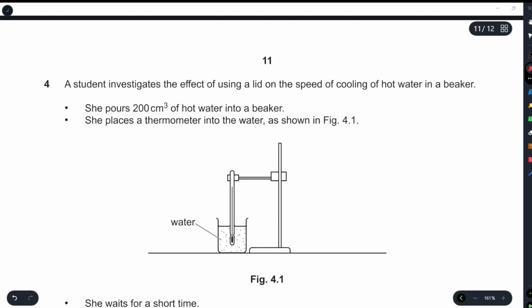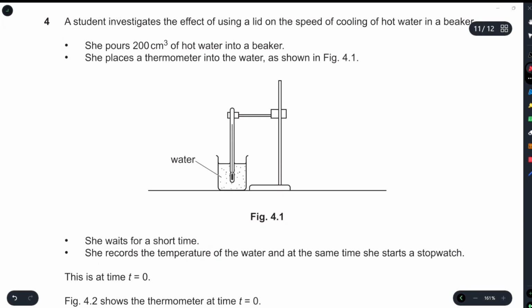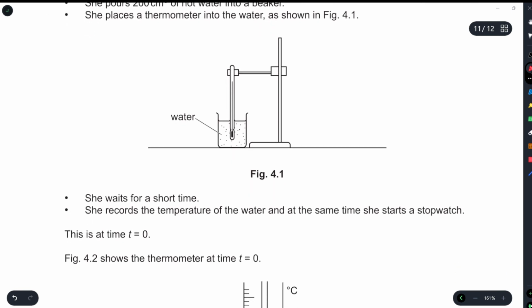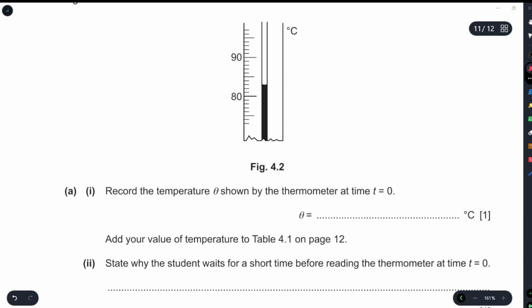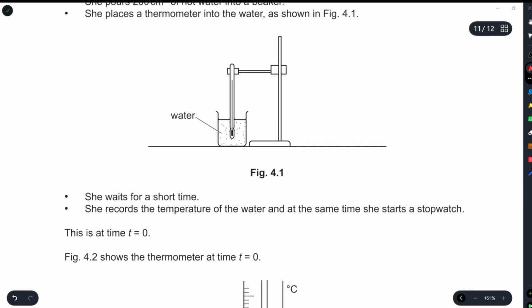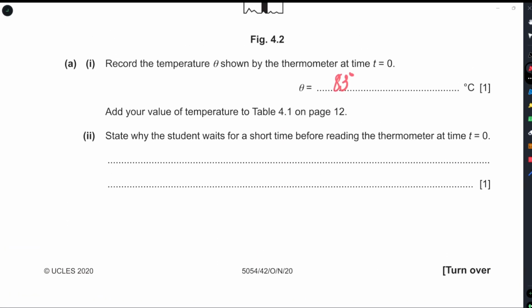Okay, so question number 4 says a student investigates the effect of using a lid on cooling. She weighs a thermometer. Record the temperature theta shown by the thermometer at t equals 0. So theta, the temperature, is 83 degrees approximately. State why the student waits before reading the thermometer.